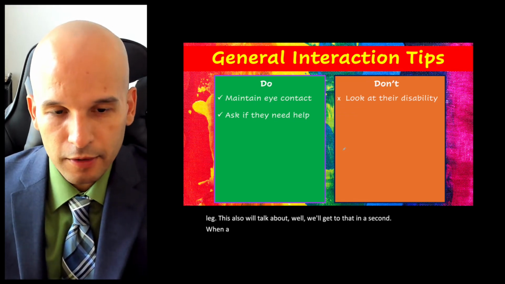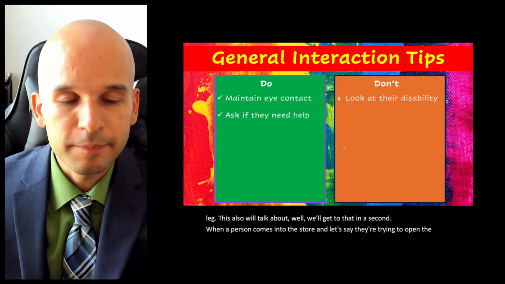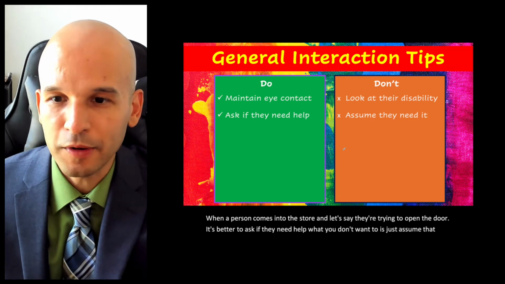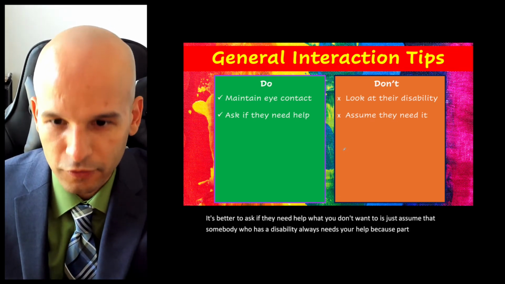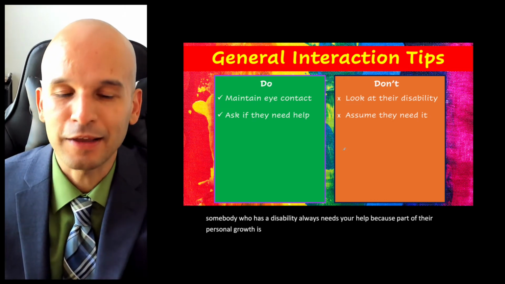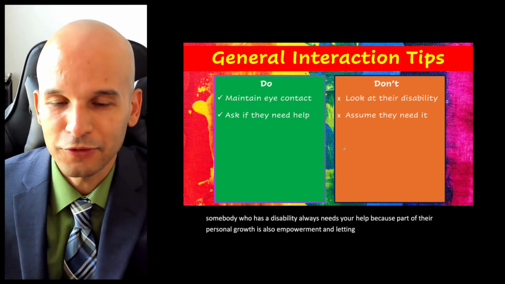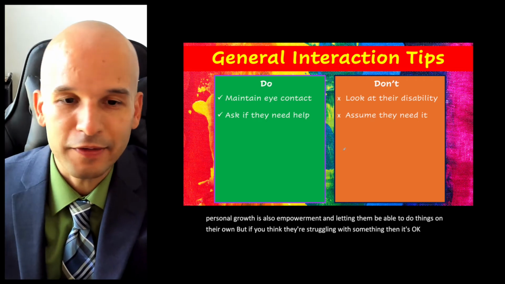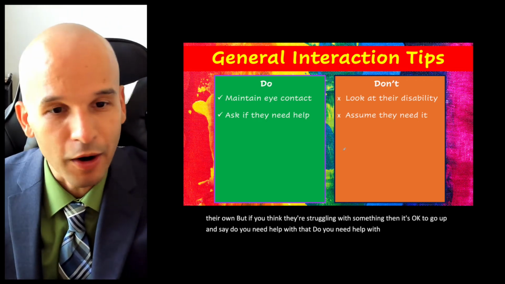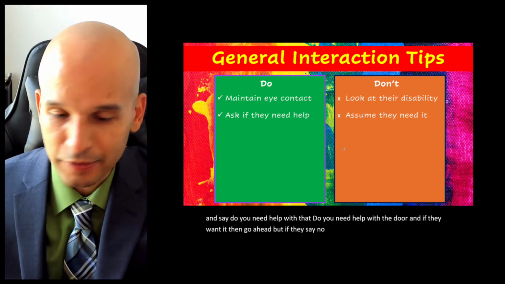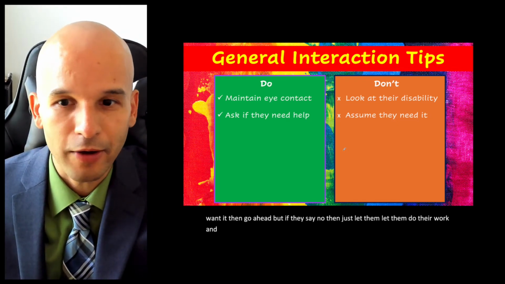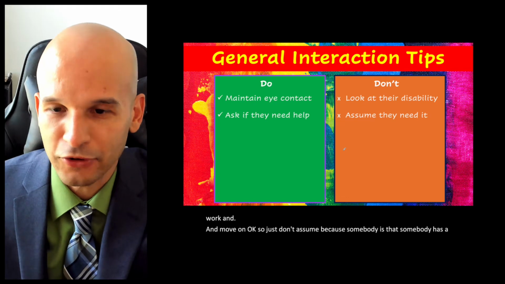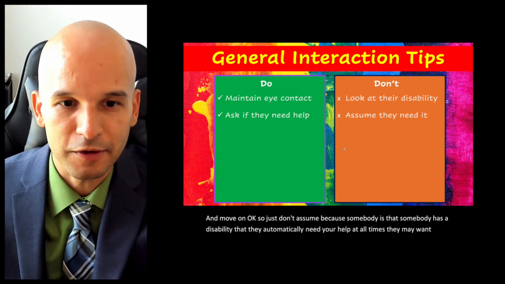When a person comes into the store, and let's say they're trying to open the door, it's better to ask if they need help. What you don't want to do is just assume that somebody who has a disability always needs your help. Because part of their personal growth is also empowerment and letting them be able to do things on their own. But if you think they are struggling with something, then it's okay to go up and say, do you need help with the door? And if they want it, then go ahead. But if they say no, then just let them do their work and move on. So just don't assume because somebody has a disability that they automatically need your help at all times. They may want to have their autonomy still.